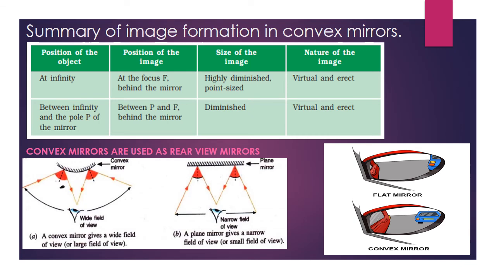In place of convex mirrors, if we use a plane mirror, what happens? It gives a narrow or small field of view. The objects coming at the back side of the vehicle won't be much visible. That wide range of vehicles won't be visible. And if we use concave mirrors, concave mirrors give inverted images. So these are the reasons why we use convex mirrors as rear view mirrors. They are also used as shop security mirrors. I hope, children, you understand the applications of convex mirrors and the image formation in them.